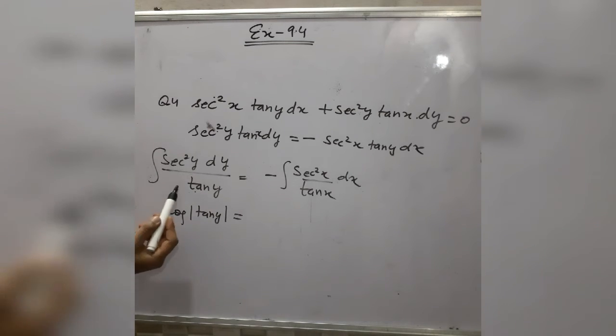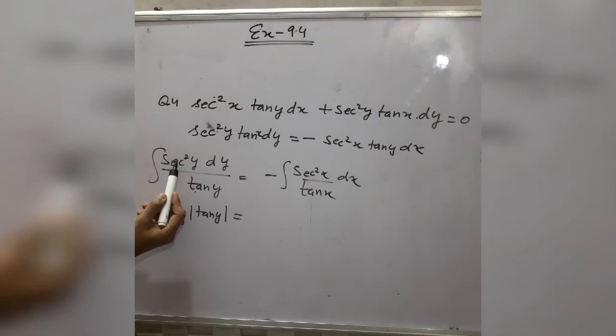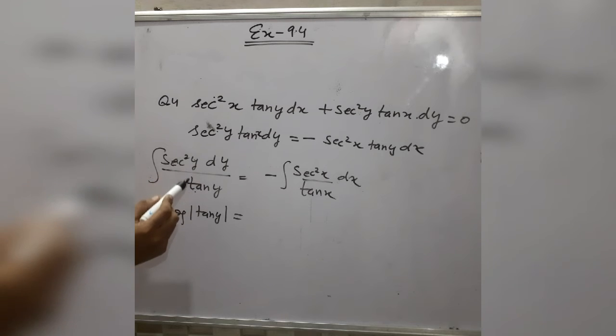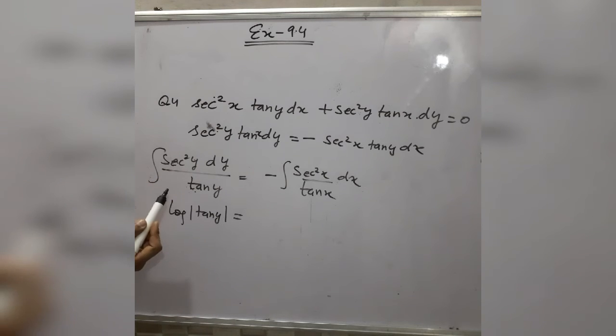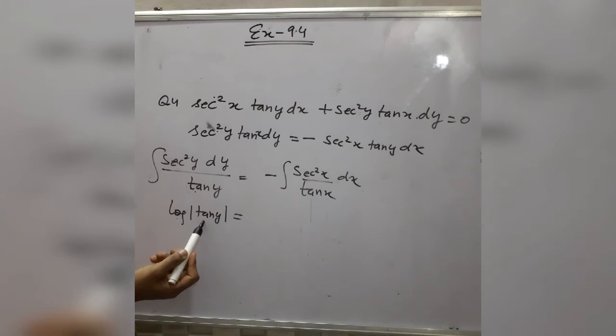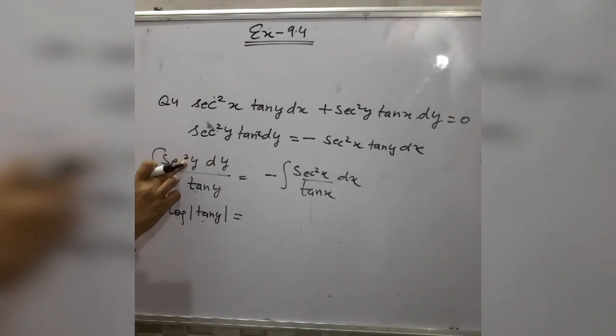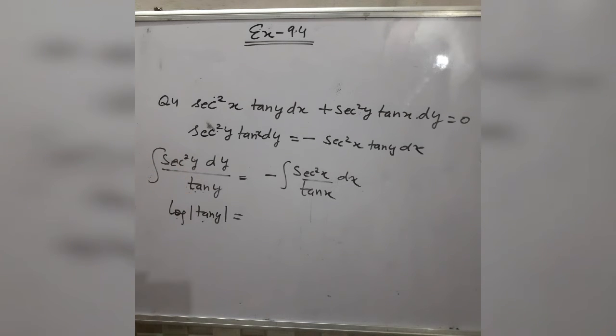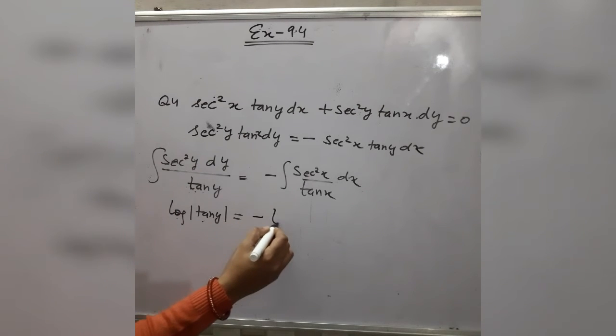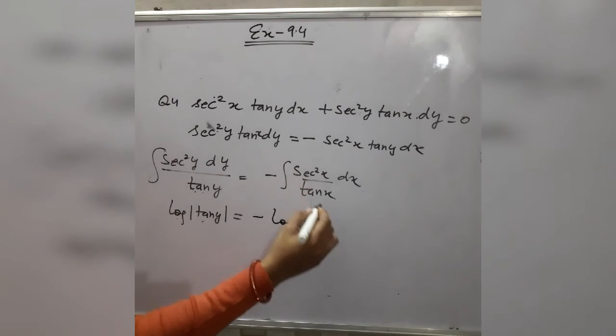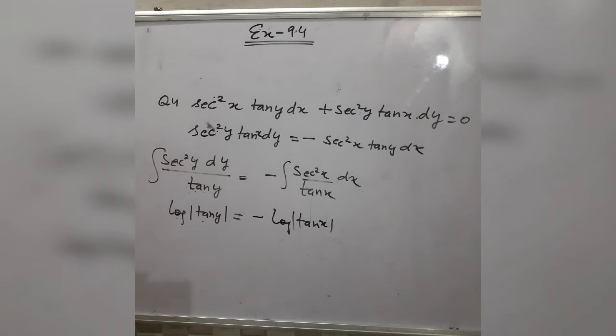what is the integration of secant square y by tangent y. You can use the substitution method here. This is t, this is the derivative of t, so this can be written as 1 by t into dt, and integration of 1 by t is log t. Again in place of t put the value of t, tangent y. Otherwise directly you can do, this is f(x), this is f dash x, and so integration of f dash x by f(x) will be log f(x). So this is log tangent y is equal to minus log tangent x, the integration of this term.